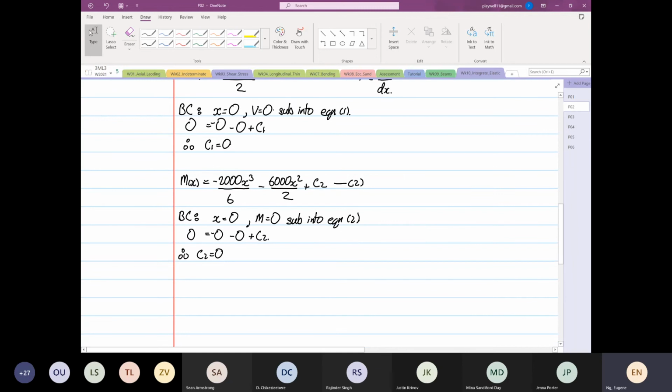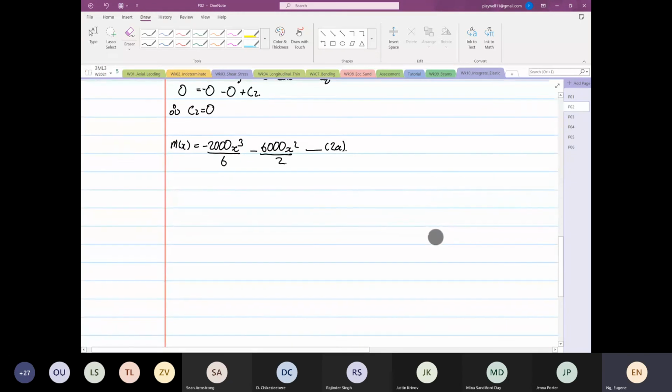Okay. So from here, M as a function of x is equal to minus 2000 x cubed over 6, right? Minus 6000 x squared over 2. Okay. And this is your equation 2a. Why 2a? Because the root equation is equation number 2. So anything that changes, very similar to the equation, you call it 2a. Okay. So from here, that's it. So now you know your function.